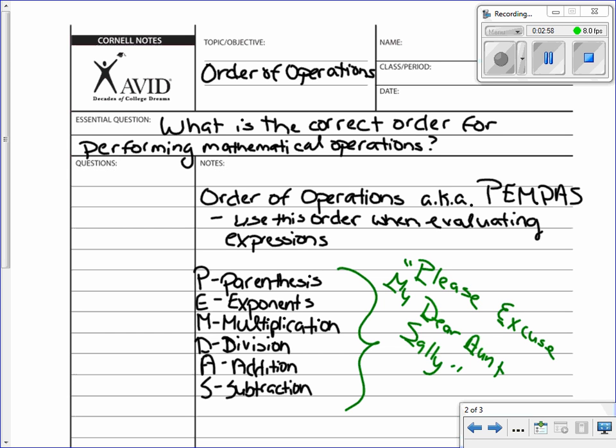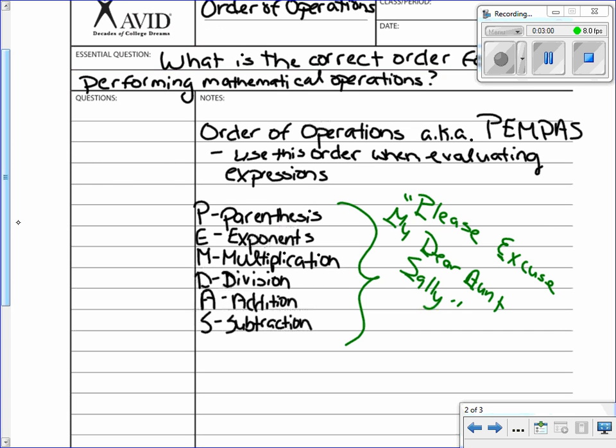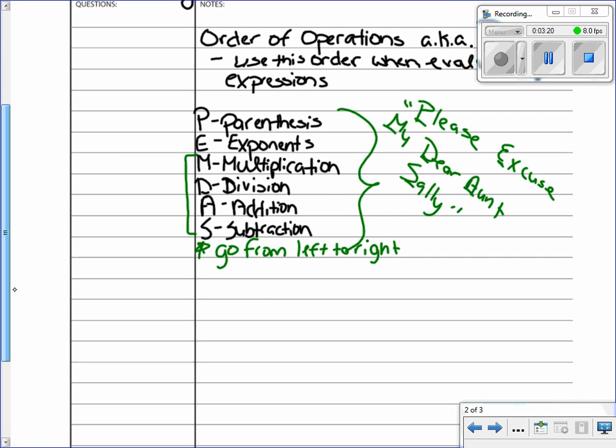On a side note, if it comes down to these four, you want to go from left to right. And we'll see that later on in an example. So let's get started and do some examples.